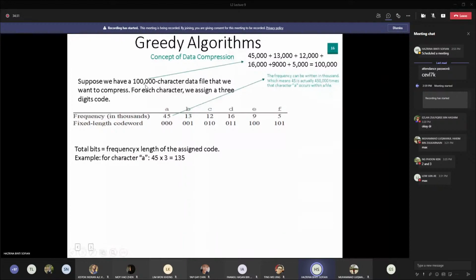So suppose we have a 100,000-character data file that we want to compress. For each character, we need to assign a 3-digit code. So here, A has 45, which is in thousands, 45,000, then 13,000, 12,000, and so forth. When we add all of these up, we will get 100,000 characters, and we want to compress it.